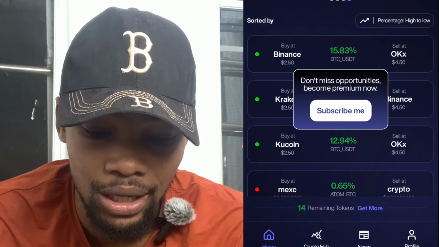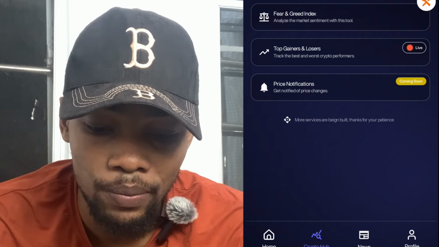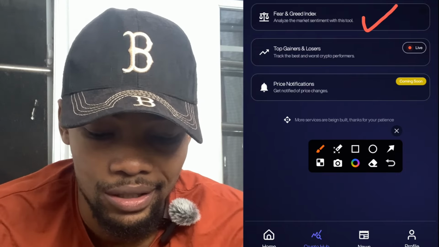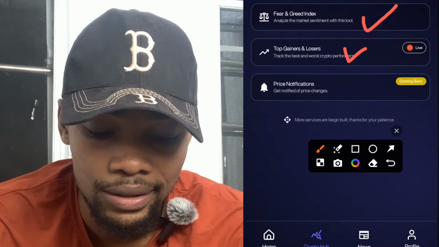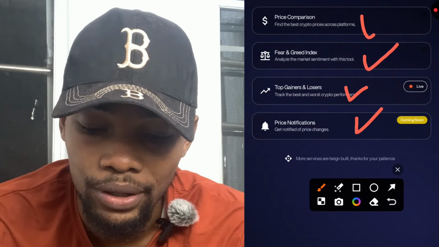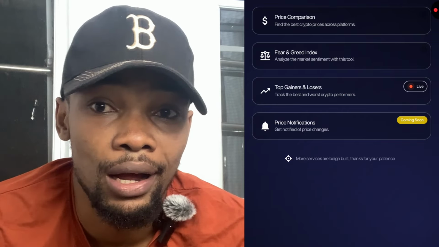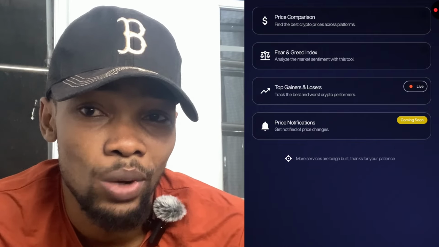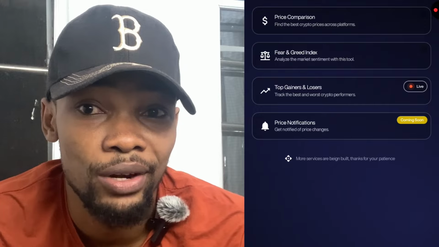Now, if you want to check out other things, there's also price comparison, fear and greed index, which you already know what it is, top gainers and losers, price notification, price comparison. All of these things are important tools, but they do not affect how much you make, and that is why I think it's not a very complete tool.